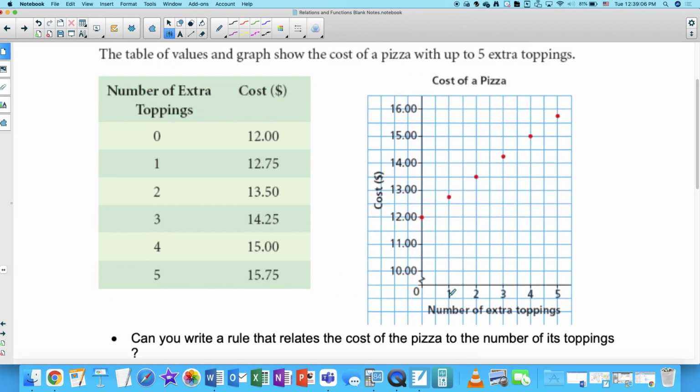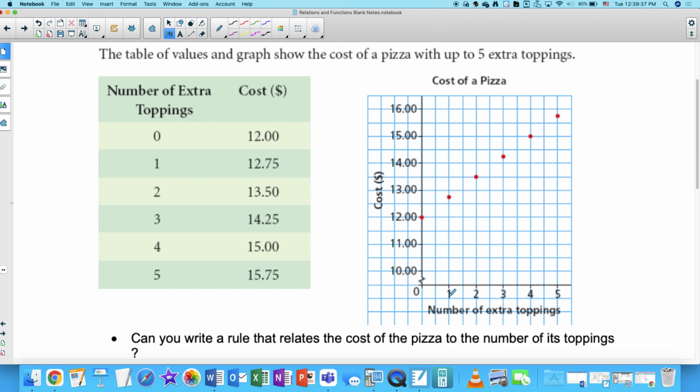Some of you are already putting your hands up, but before you do, I want you to imagine that you are the person working at the pizza place and a customer calls and says, "Can you tell me how you do your pricing?" What would you say to them? Yes. Each extra topping is an extra 75 cents. Okay, so that's one piece of it. Each additional topping costs 75 cents, and then what else?